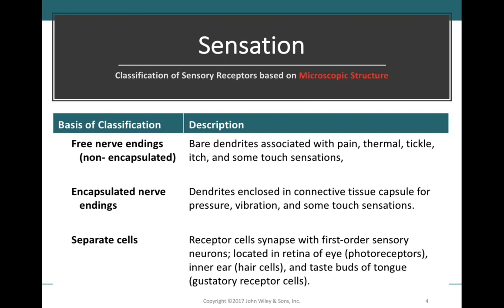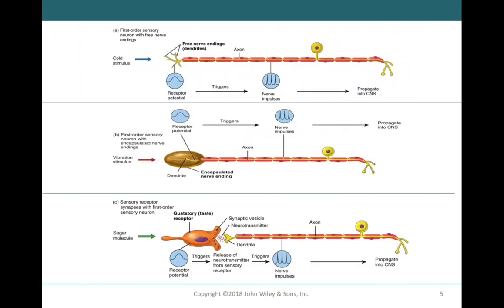The photoreceptors in the eyes, the gustatory receptor cells in the tongue, and the olfactory receptor cells found within the olfactory epithelium are all going to be separate cells that bring in their respective information and send it back to the central nervous system. So this slide just shows us a diagram of what each of these look like. You can see the free nerve endings, which are the dendrites of this sensory neuron shown here.